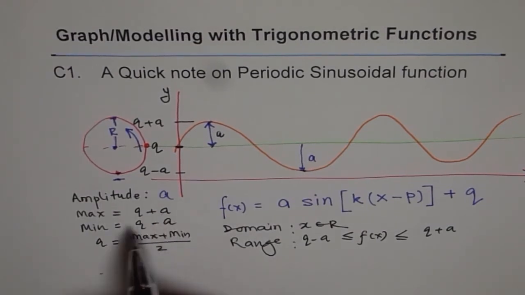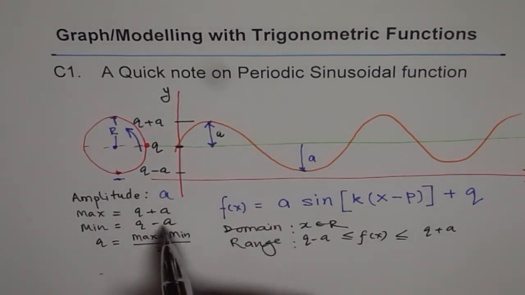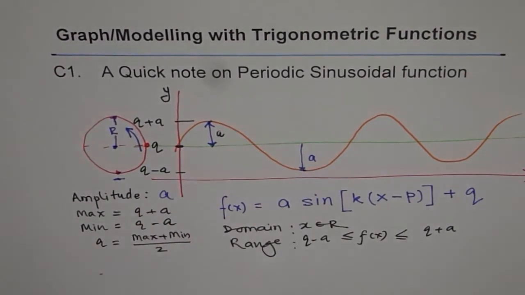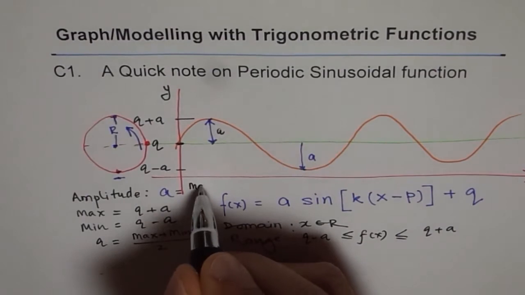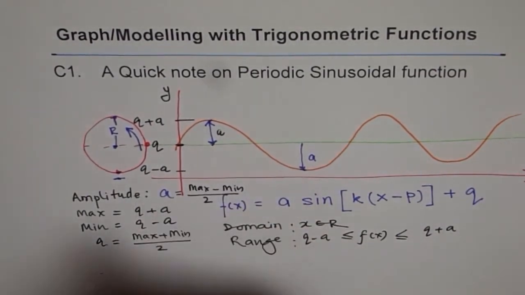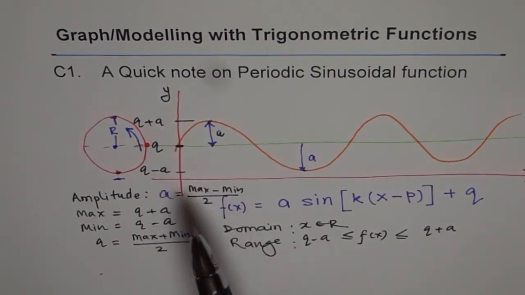Now, amplitude A also you can find from here. How will you find amplitude? Subtract them, right? So if you want to find A, then amplitude equals maximum minus minimum divided by 2. You will get A, right? So this is the way you can work with amplitude, the vertical shift, maximum value and minimum value. So all these things are related.